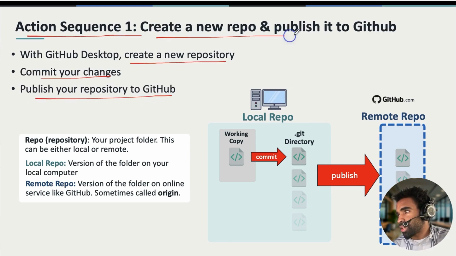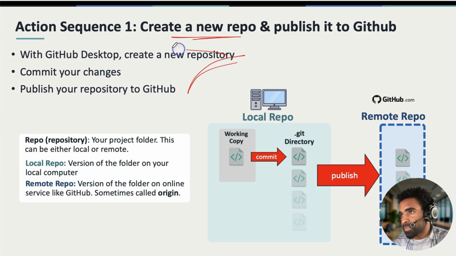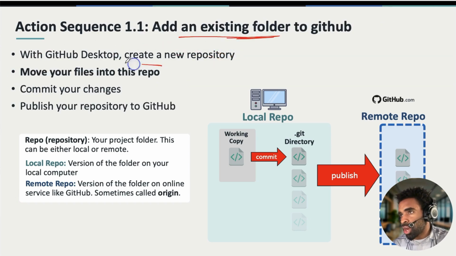Now let's look at a slight variation of what we just did. Instead of creating a new repo and publishing it to GitHub, we'll add an existing folder to GitHub. Imagine you have some previous work and now you want to add it to GitHub. How will you do that? Well, the easiest way is to reproduce the steps that we had before, but then when you create this new repository, you just copy your files into the repo you just created. So let's go ahead and implement this.